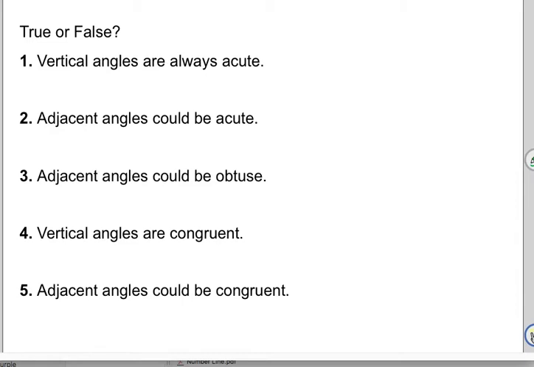True or false? Get everybody saying true. I need to look at that one. Vertical angles, are they going to be congruent? Always. Vertical angles are always congruent. Adjacent angles could be congruent. Could be. If they were both 90 degrees, that would be congruent. That would be okay. So it's possible.